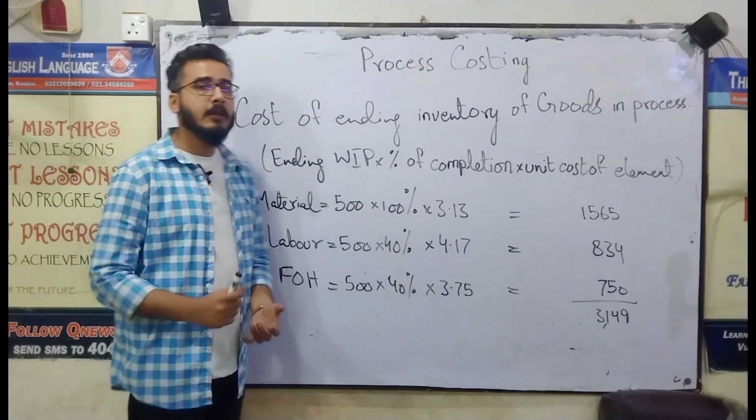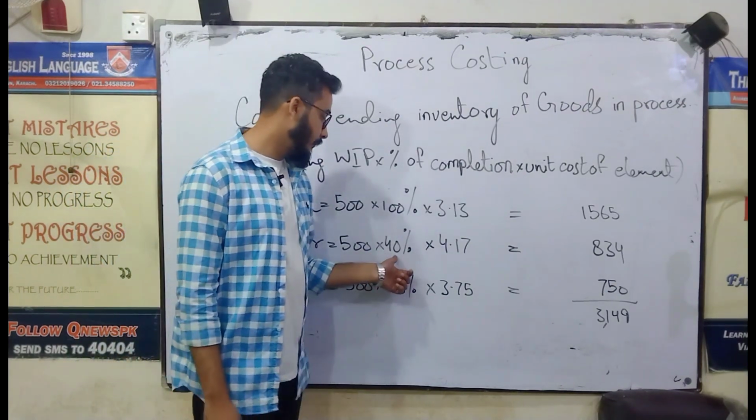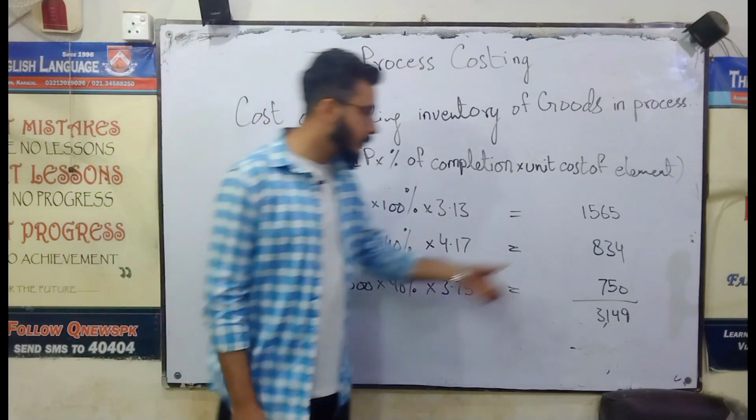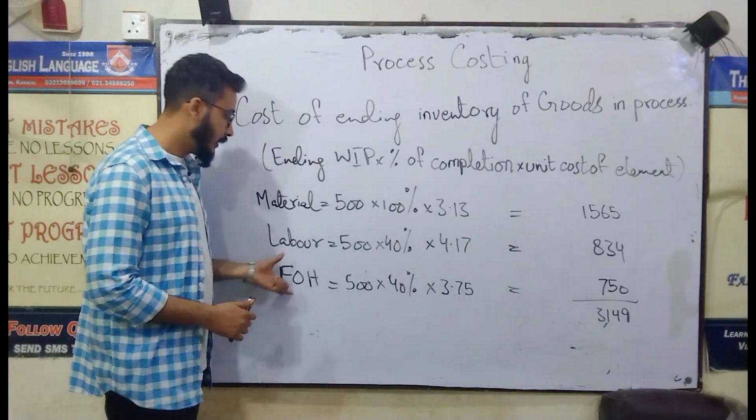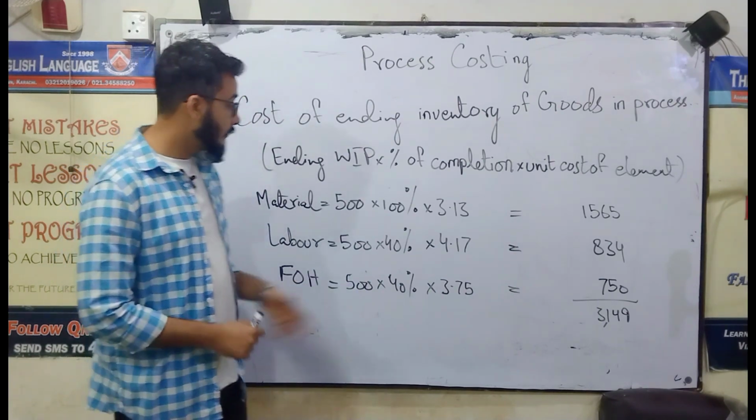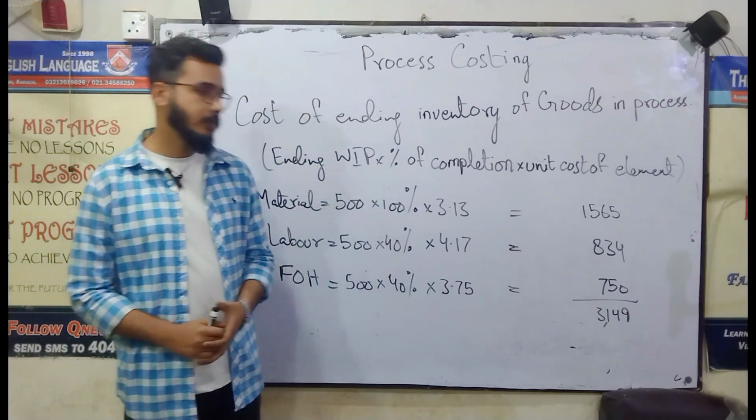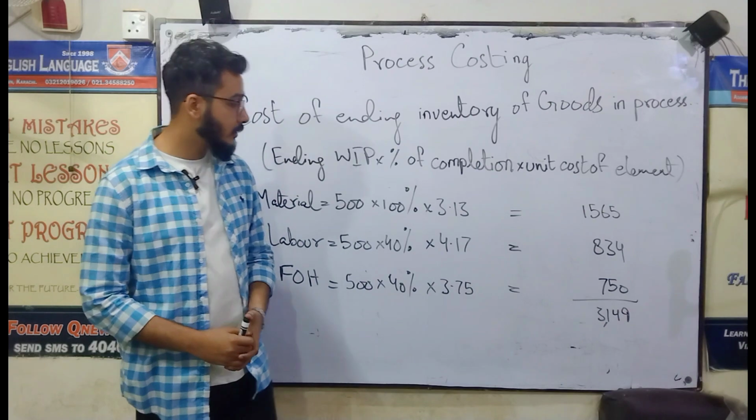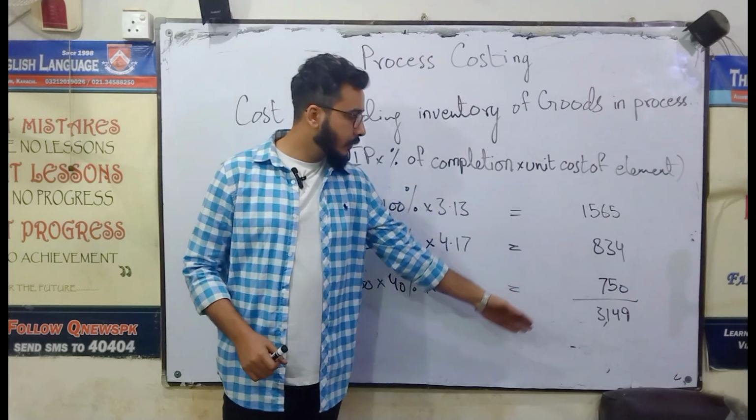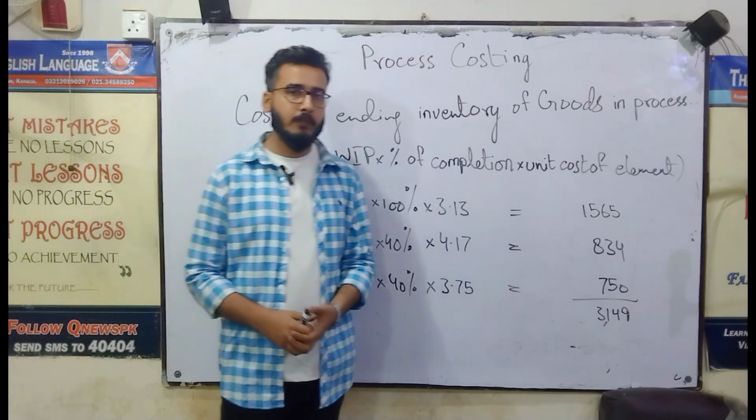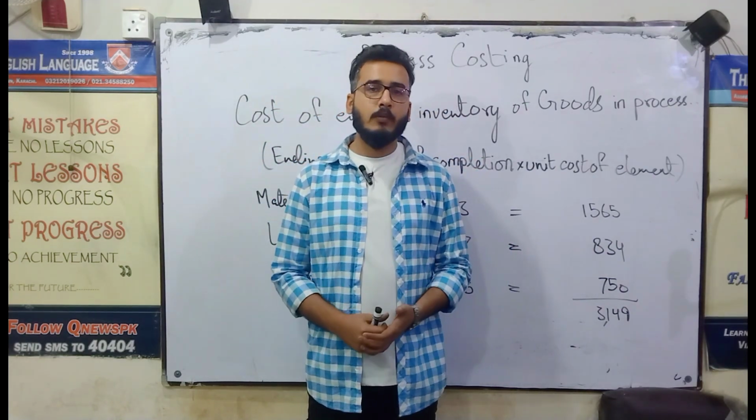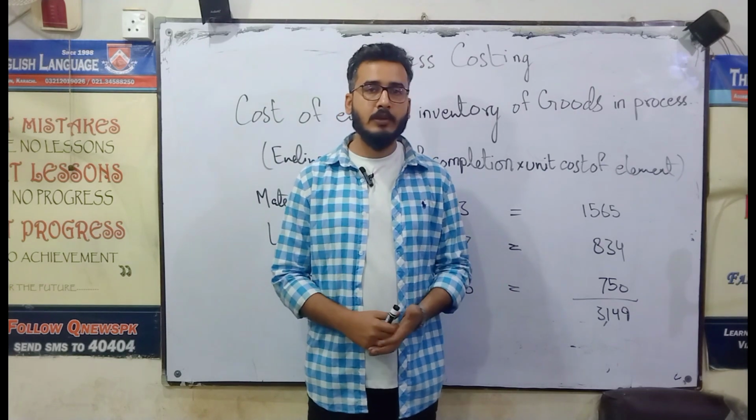Now, the labor has 500 units in work in process and it was completed 40%. Now, the per unit cost is 4.17 and the total cost is 834. Now, factory overhead. Factory overhead has 500 units as well, and we have 40% completion as per ending work in process, and the per unit cost is 3.75 and the total cost is 750. Now, by adding all these, we will get the total work in process cost. Now that was all for today's video, and I shall see you in the next video with more questions of work in process and process costing.